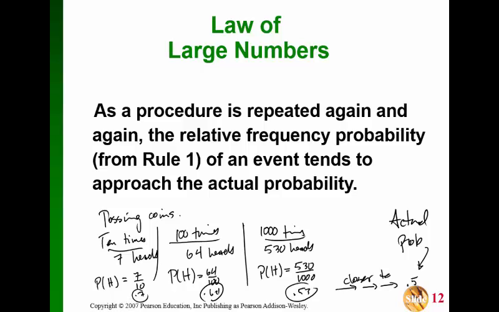So the actual probability of getting a heads is 1/2. And the more times you do this experiment, the closer it's going to be to 1/2. So that's the law of large numbers. Large numbers refers to the number of times you do your experiment.